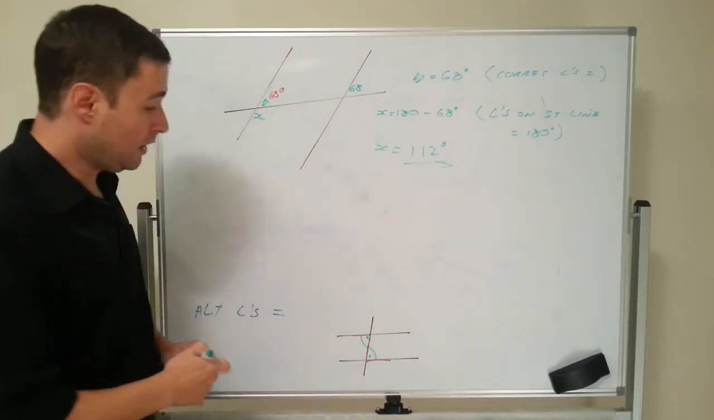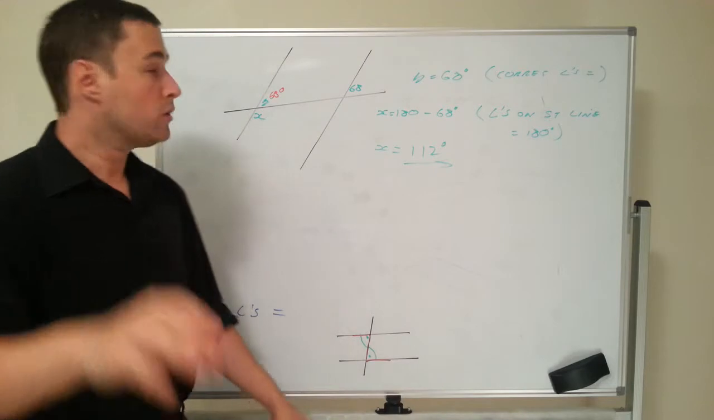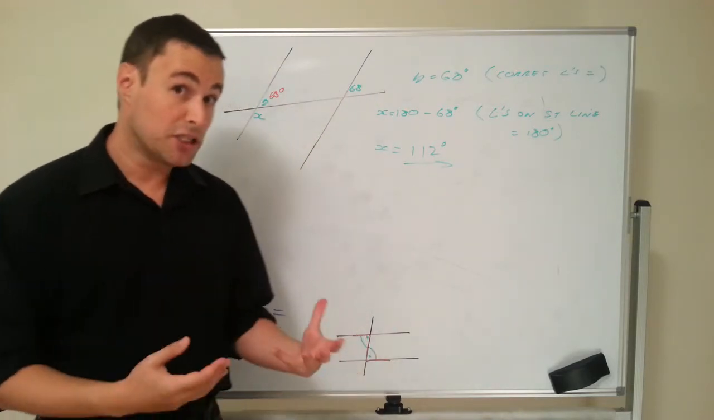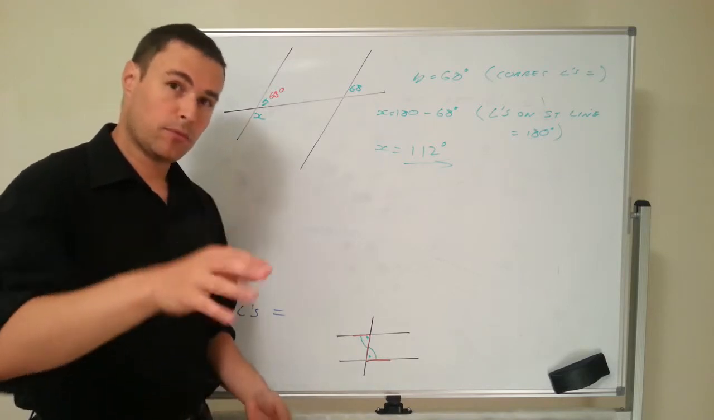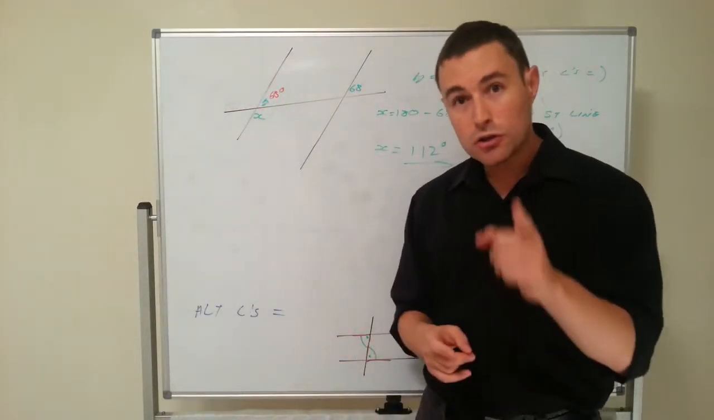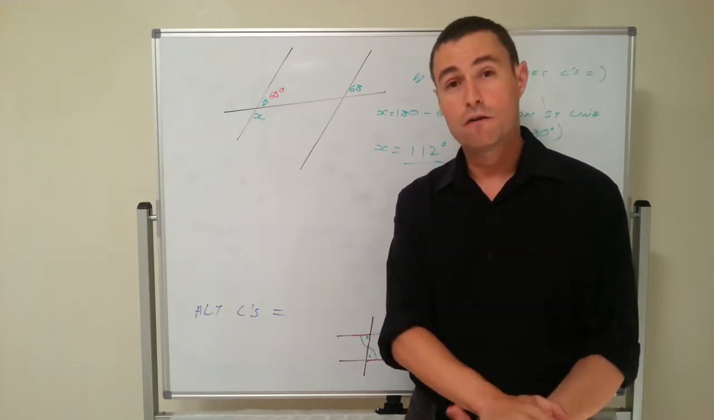Now, you could have gone a lot of different ways. Usually with parallel lines, there's a number of ways to actually get to the answer. Someone sitting next to you might have got there a different way. That's okay, as long as your structure is correct, as long as you're sure of your reasoning.